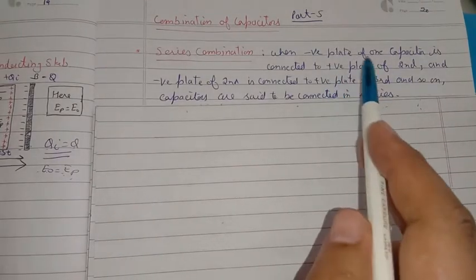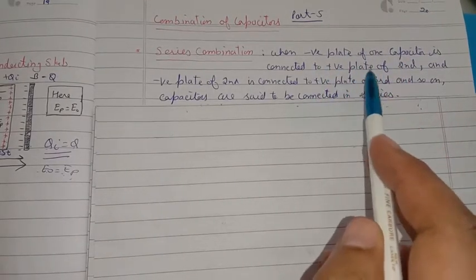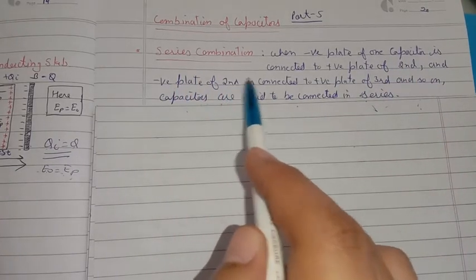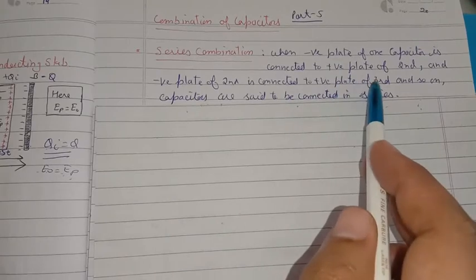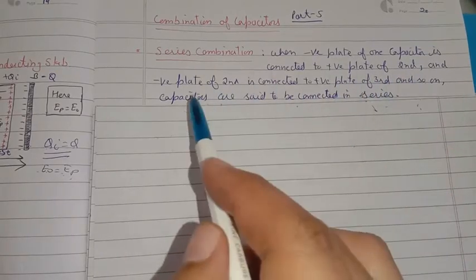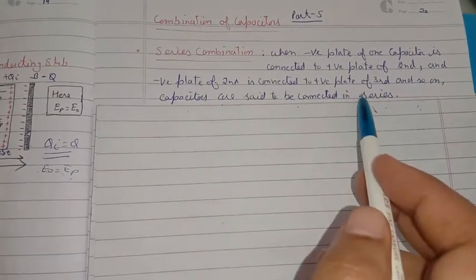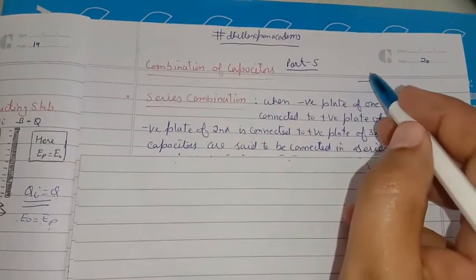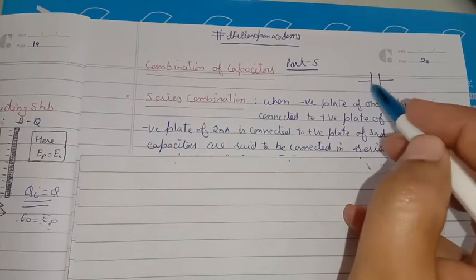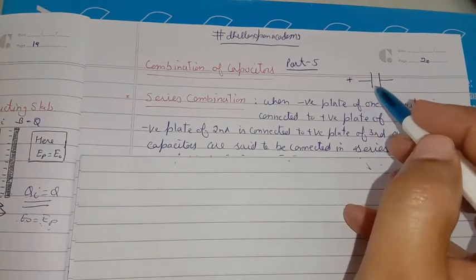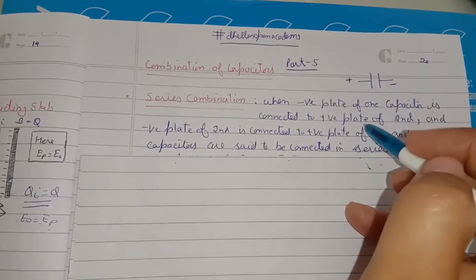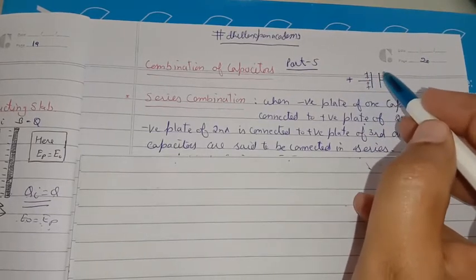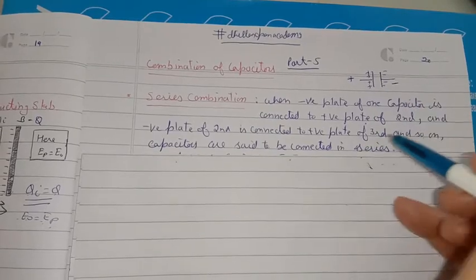When the negative plate of one capacitor is connected to the positive plate of the second capacitor, and the negative plate of the second capacitor is connected to the positive plate of the third capacitor, and so on, then the capacitors are said to be connected in series. What is the meaning? We know that whenever a capacitor is there, it is connected to a battery. One terminal is connected to the positive terminal of the battery, another to the negative terminal of the battery. One terminal gets at higher potential, the other at lower potential.